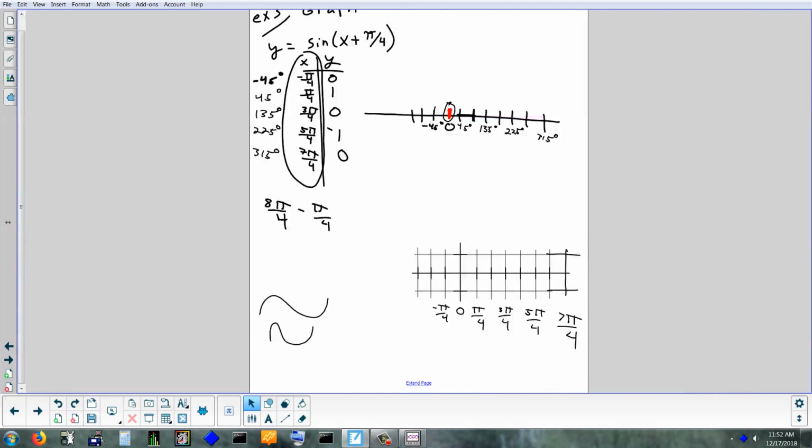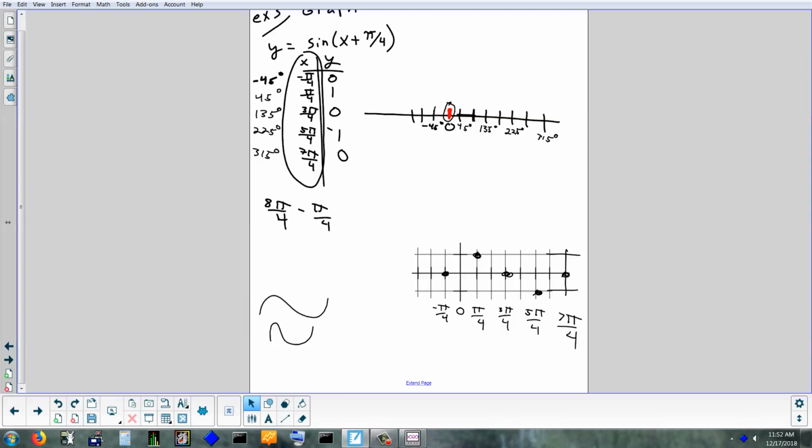Okay, so let's make our table. So 0. Pi over 4, I'm at 1. 3 pi over 4, I'm at 0. That looks nicely spaced so far. 5 pi over 4, negative 1. Back to 0. To me, all those dots look nicely spaced.